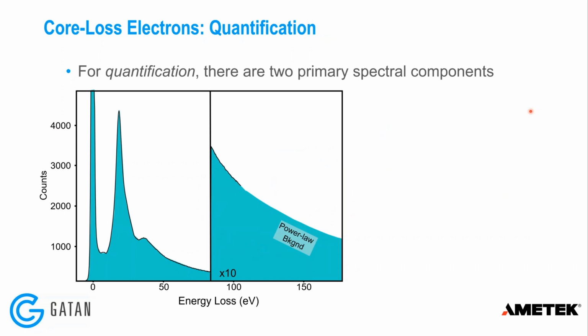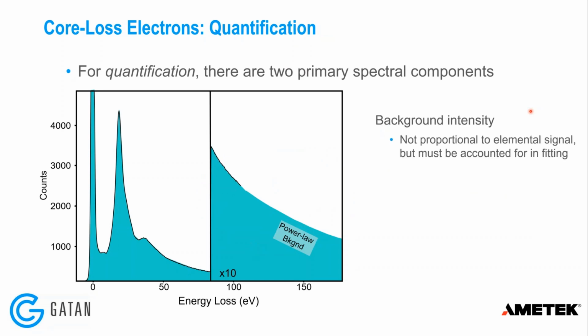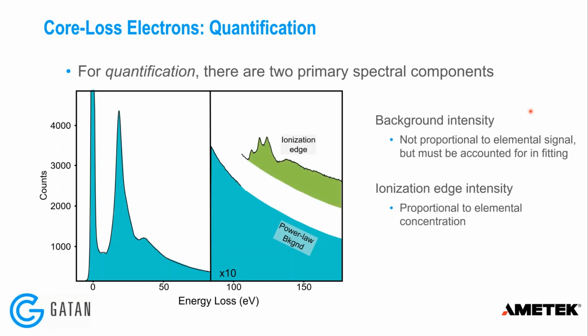For quantification, we're interested in two primary parts of the spectrum. We break it down into background intensity. This isn't proportional to the elemental signal, but we need to account for the background when we're fitting. And then the ionization edge intensity. The ionization edge intensity is proportional to the elemental concentration.